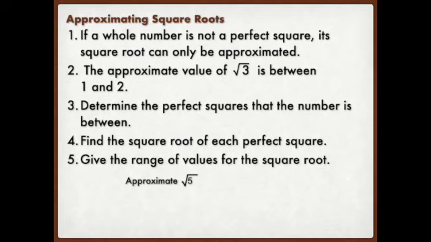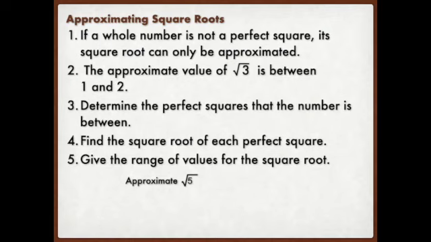We already did that, in which we said that we have the square root of 4 and the square root of 9. So the square root of 5 would have to be between two perfect squares. So let's talk about that now. Number 1, if a whole number is not a perfect square, its square root can only be approximated. We can only guess where it's going to be. The approximate value of the square root of 3 is between 1 and 2. That is because we know the square root of 4 is 2, so the square root of 3 has to be between 1 and 2.